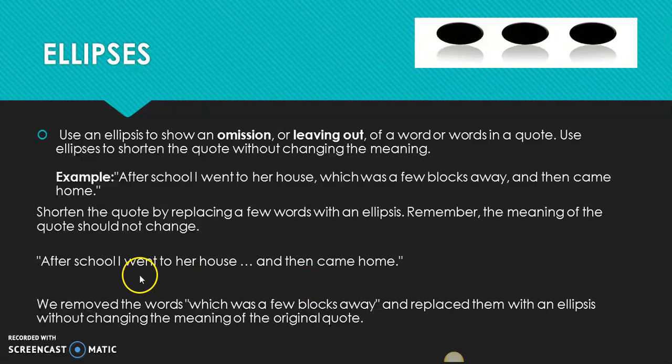So to have now: after school I went to her house... and then came home. So we are not changing the course of the events. We are not changing things. We are just omitting a detail, actually the location of the house, let's say. We removed the words which was a few blocks away and replaced them with an ellipsis without changing the meaning of the original quote.